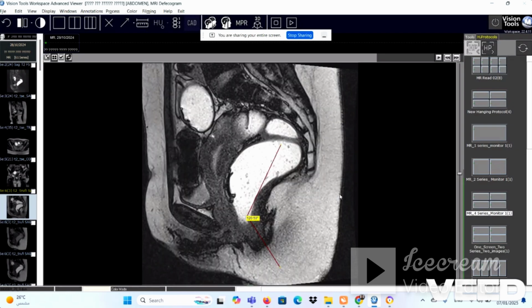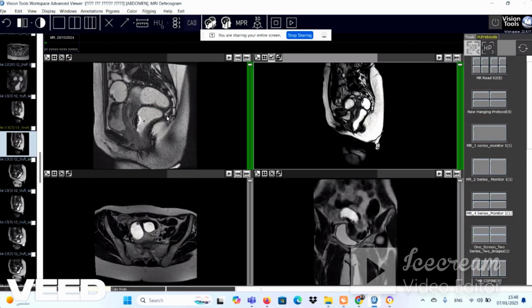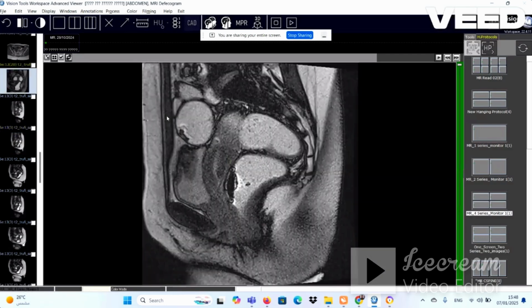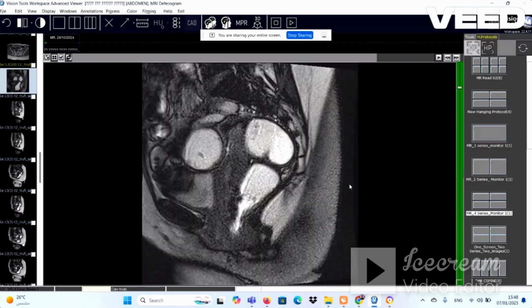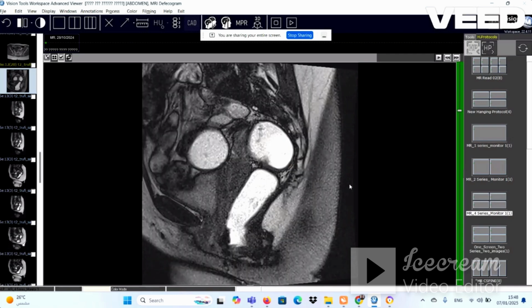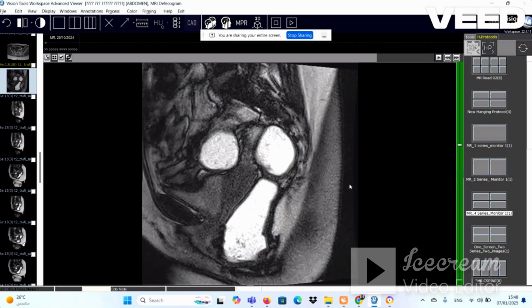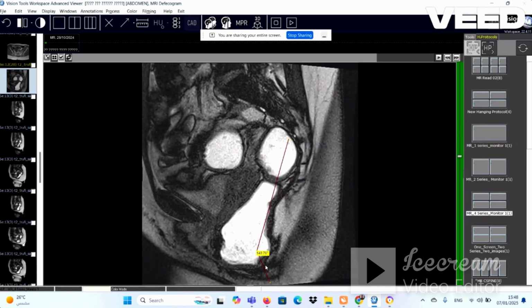Let us shift to our dynamic study or functional images. In the dynamic image, we will ask the patient to strain, and this is a single shot T2 weighted image during straining. Let us see what happened in the straining. First, you will see significant descent of the anorectal junction during straining, and there is an anterior rectal bulge.